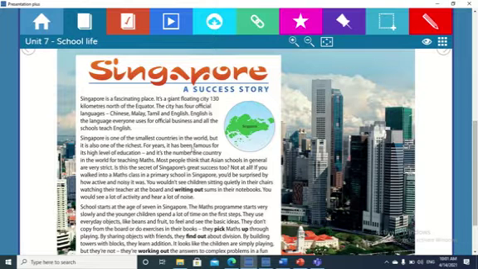For years, it has been famous for its high level of education, and it's the number one country in the world for teaching maths. Most people think that Asian schools in general are very strict. Is this the secret of Singapore's great success too? Not at all. If you walked into a maths class in a primary school in Singapore, you'd be surprised by how active and noisy it was. You wouldn't see children sitting quietly in their chairs, watching their teacher at the board and writing out sums in their notebooks. You would see a lot of activity and hear a lot of noise.